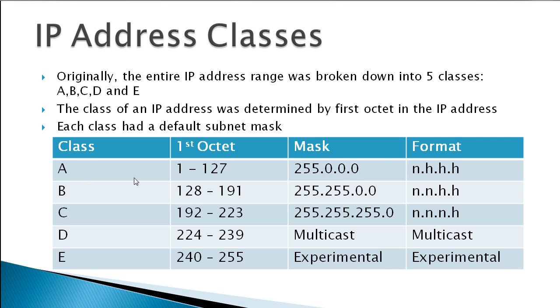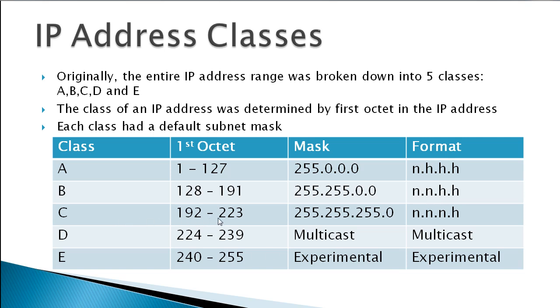Class A was 1 through 127 with a default mask 255.0.0.0. So that meant that with a class A address, we didn't have very many class A networks, but we had a whole bunch of hosts. We had a ton of hosts in each class A network. Class B, 128 through 191 with the 255.255.0.0 mask, which meant that the first 2 octets now were for the network and the last 2 octets for the host.